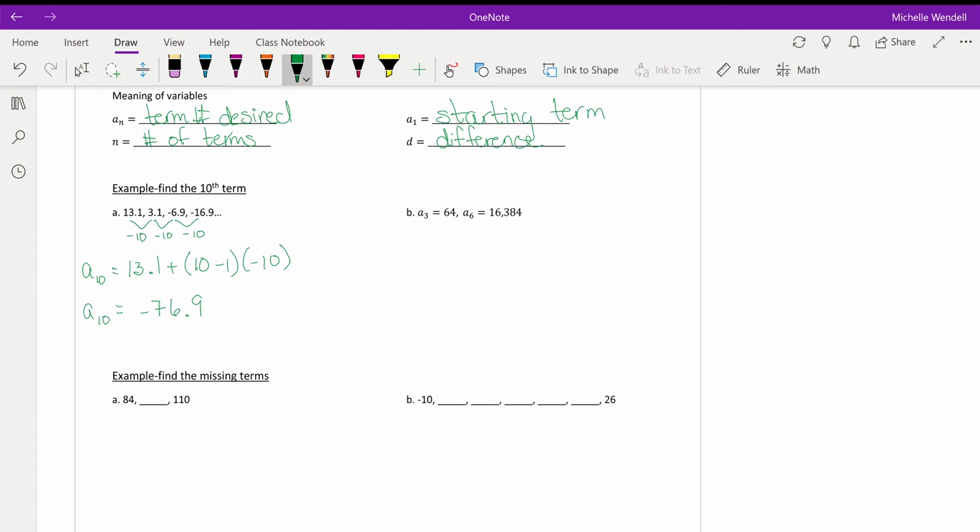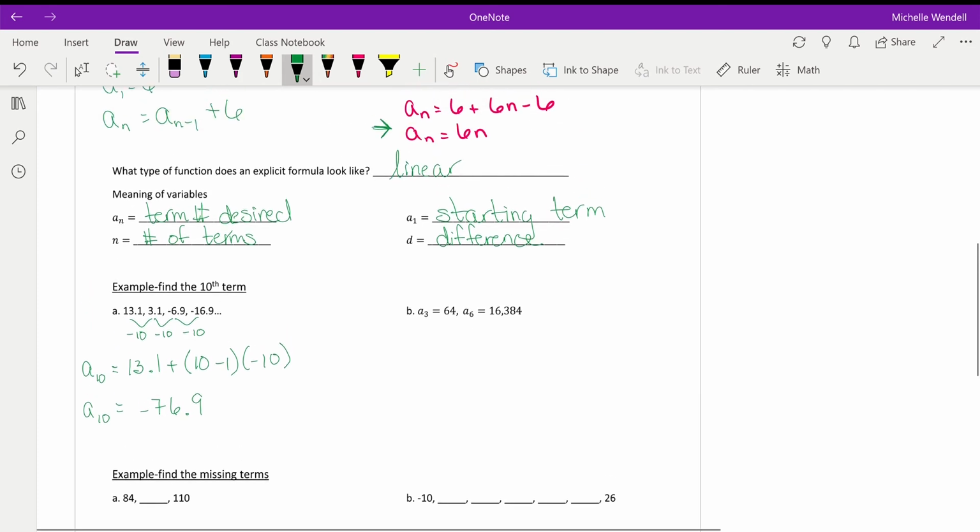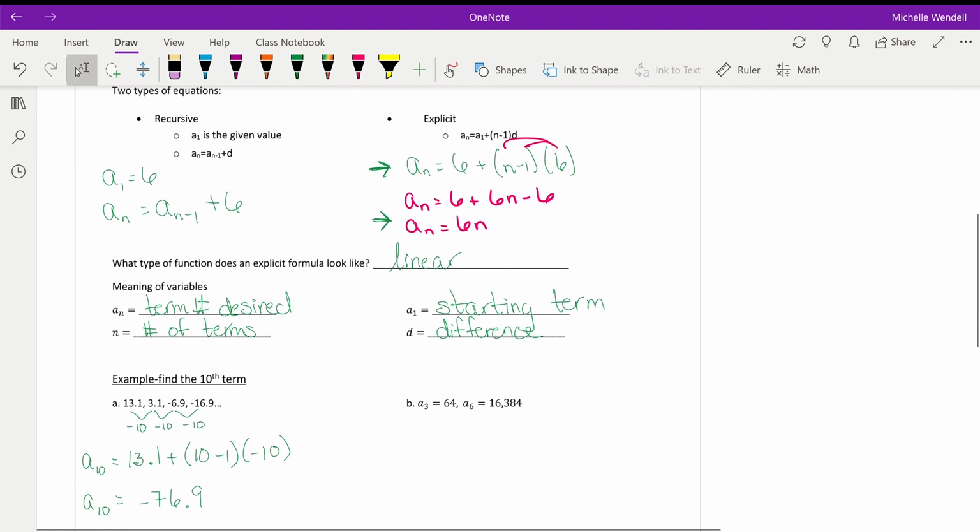All right, next example. This one has a little bit more work to it because you'll notice we start with the third term and they give me the sixth term. So what I like to do is use my explicit formula, which is that a sub n equals a1 plus n minus 1 times d up here that I've highlighted. Remember, I told you a sub 1 is really just your starting term.